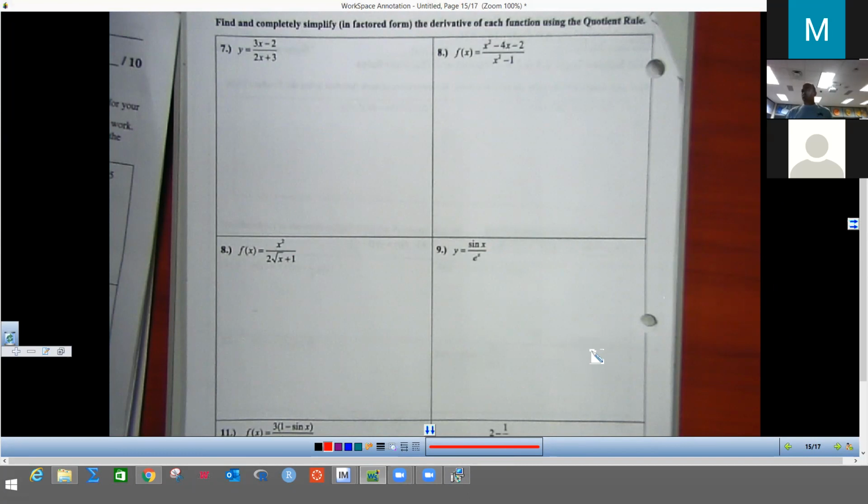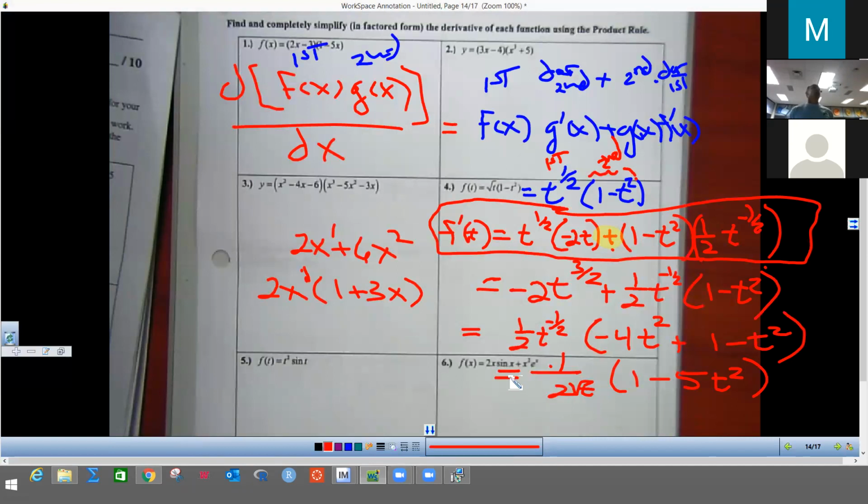Mr. Woodrow, we are on 2.8. What? This is 2.8. Oh, my bad. Sorry. You said 6. My bad. I thought we were on 2.7. So, all right, we're going to come down here to 6.